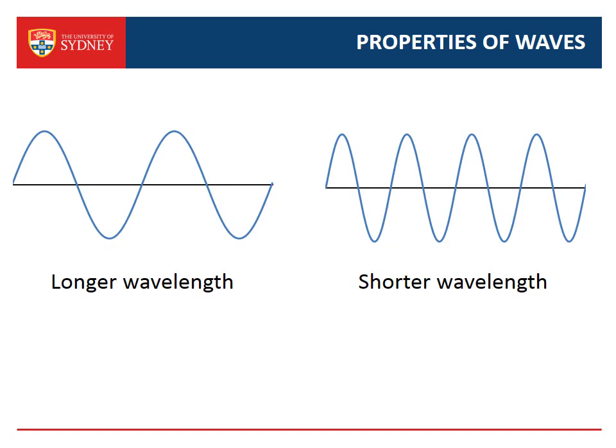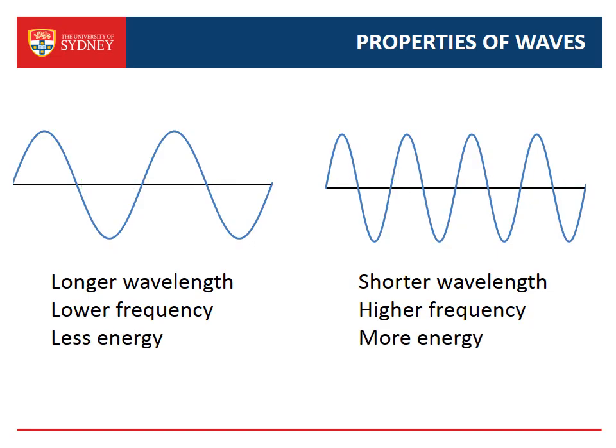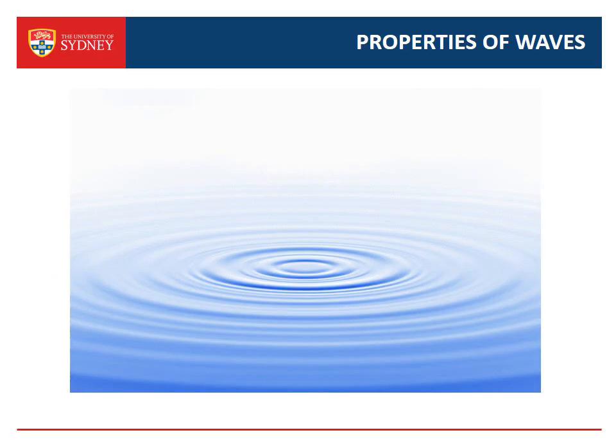Another important property of a wave is its frequency. That is, how often it goes through a node or a peak or a trough. The wave on the right has a higher frequency than the wave on the left because it is going through more nodes. The effect of a higher frequency is that the wave will have more energy, so the wave on the right has a higher energy than the wave on the left. If the wave is a progressive wave, then it will move more matter or energy if it has a higher frequency.